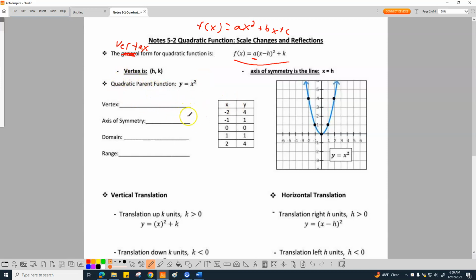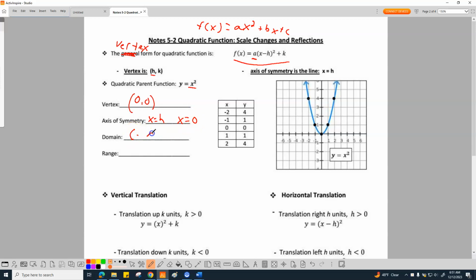We've already had these notes before, but I'm going to go ahead and fill this out so you can see these. This is for the base parent function. And the parent function means the simplest version of that particular equation. In this case, it's quadratics. The axis of symmetry, remember, is x equals h. Let's not forget that. And remember, it's that vertex thing right there. So axis of symmetry is x equals 0.